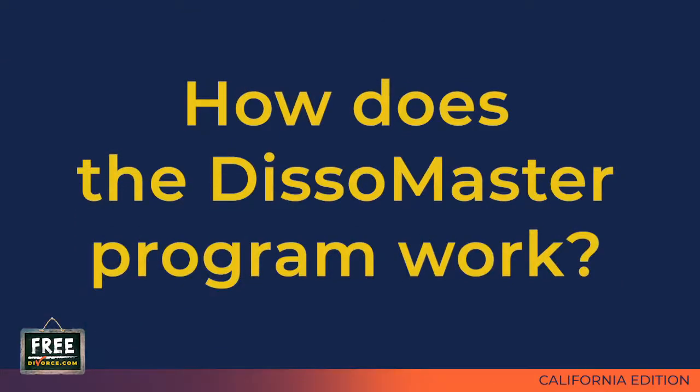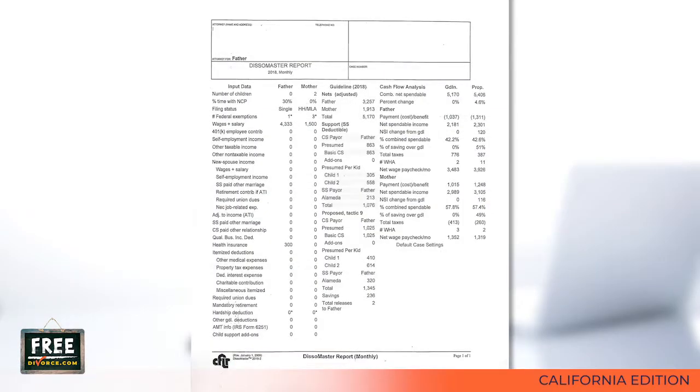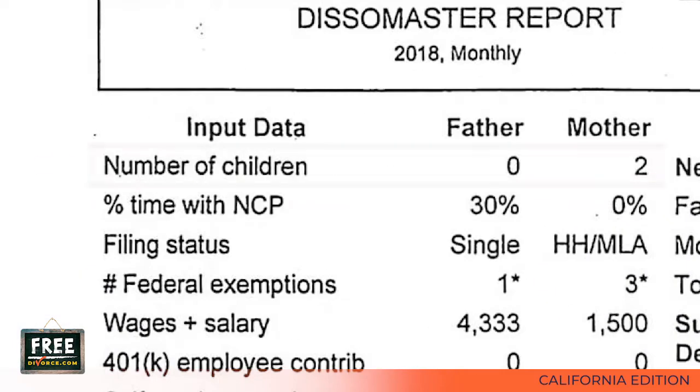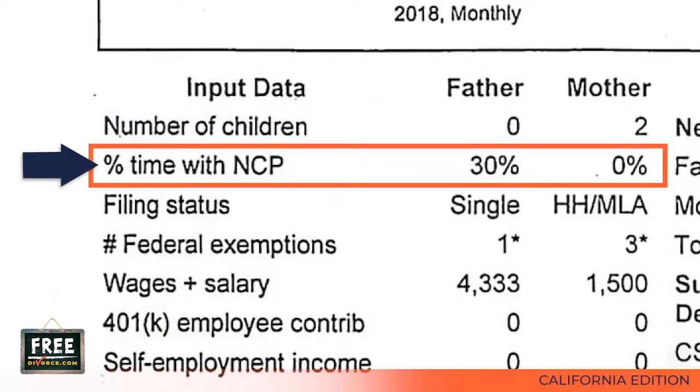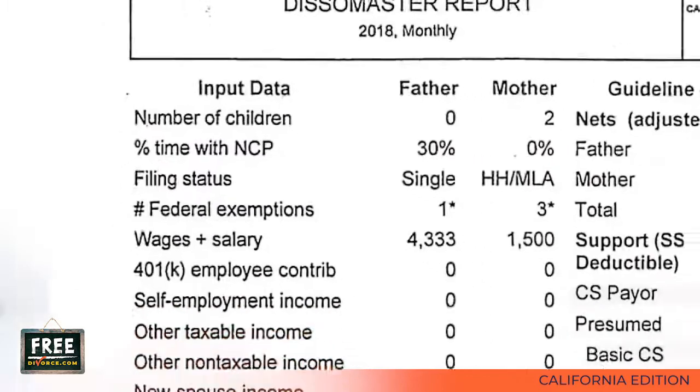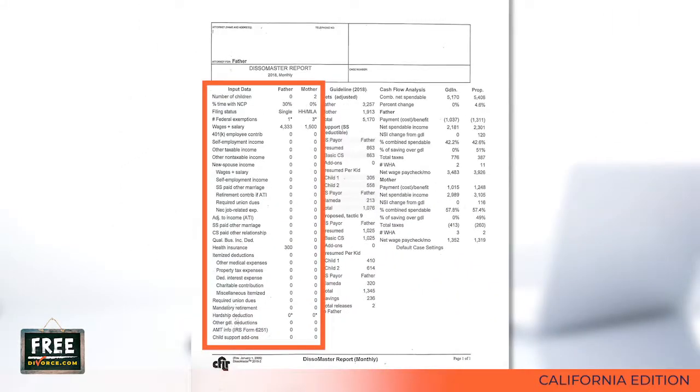How does the Dissomaster program work? When you use a support calculation program, such as Dissomaster, there are lots of lines for entering data. The data entry lines appear on the left-hand side of the printout. The first data entry line reads, number of children. The next data entry line reads percent time with NCP. That stands for the percentage of time that the children are with the non-custodial parent. There are over 30 data entry lines on the left-hand side of the first page of this calculation printout.